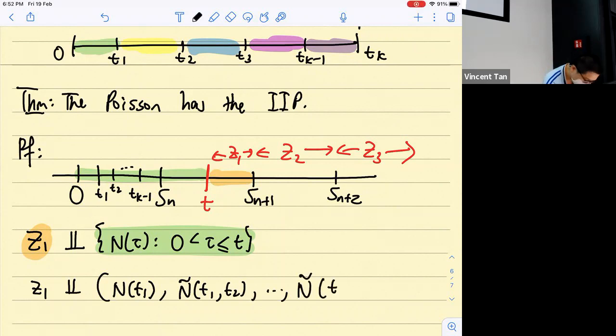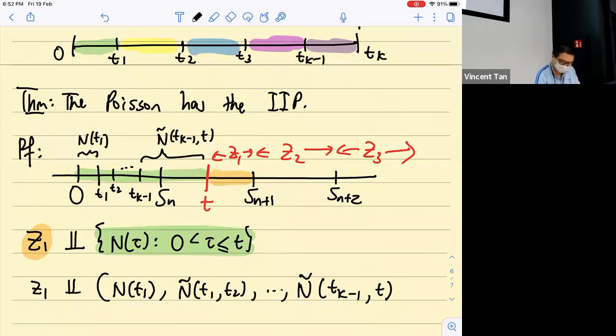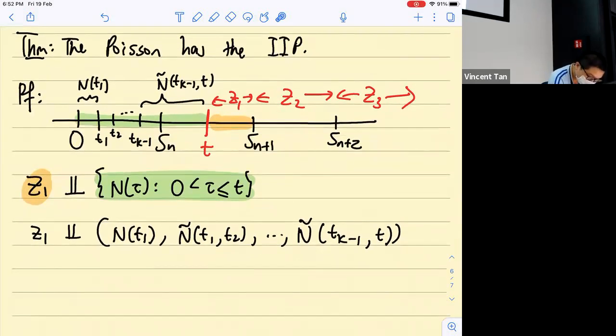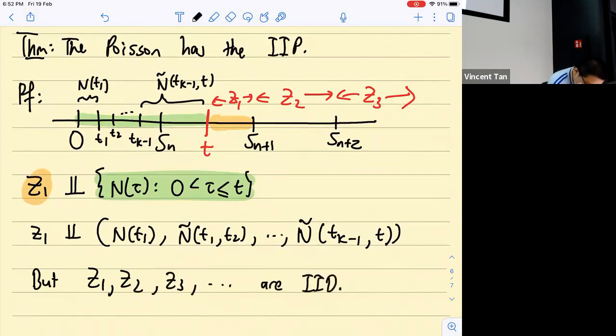Where are we? From tk minus 1 up to t, this is a random variable, N tilde of tk minus 1 to t. This part here is our N of t1, because this part here actually determines this part here, for arbitrary times in between that I can give names. But z1, I have to be a bit more careful. z1, z2, z3 are IID.